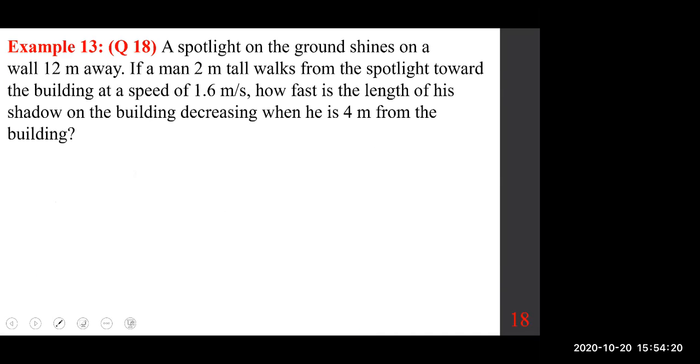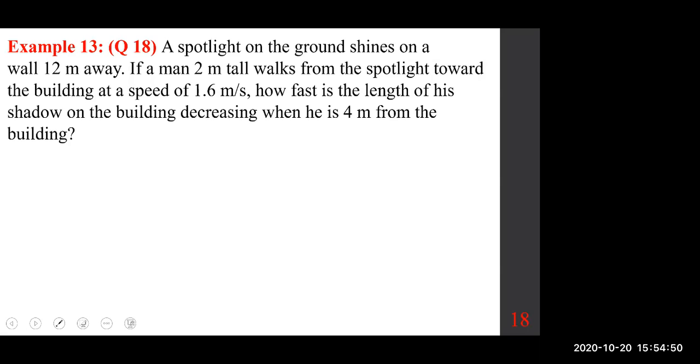All right. A spotlight on the ground shines on a wall 12 meters away. If a man 2 meters tall walks from the spotlight toward the building at a speed of 1.6 meters per second, how fast is the length of his shadow on the building decreasing when he's 4 meters from the building? Okay. So again, let's look at the concept and the setup.